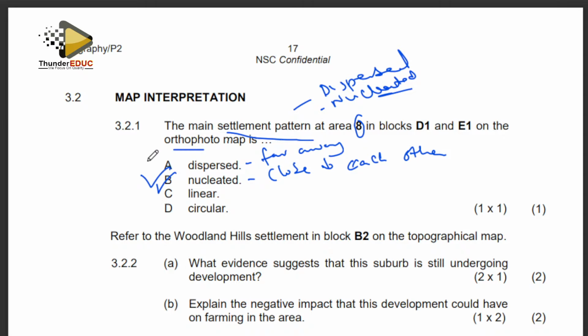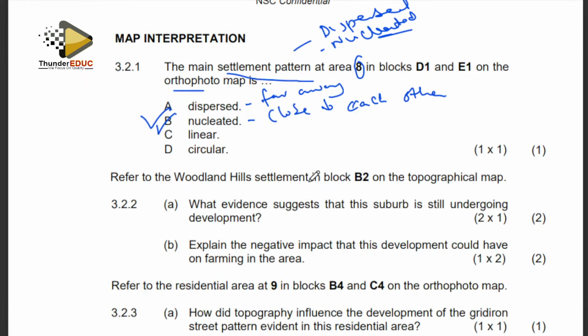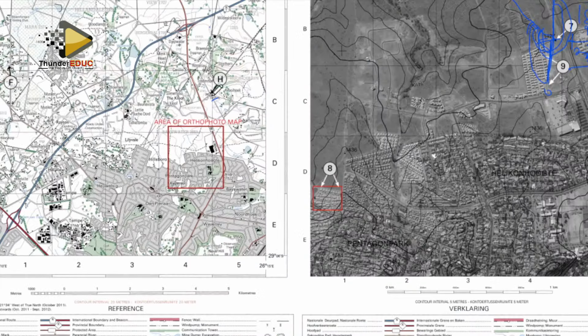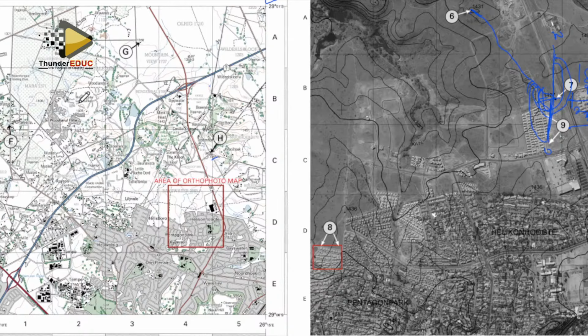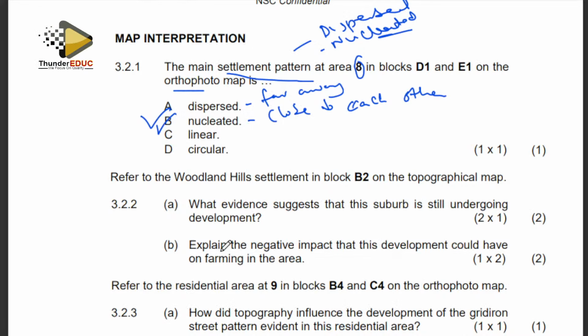We go on. So the answer here is B. Refer to the Woodland Hills settlement in block B2 on the topographic map. B2 topographic. This one here. Woodland Hills is here. This is the area they are referring to. They want us to use Woodland Hills. It is here. This is the area. Let's see the question. It says, what evidence suggests that the suburb is still undergoing construction? What suggests that this area is still undergoing construction?